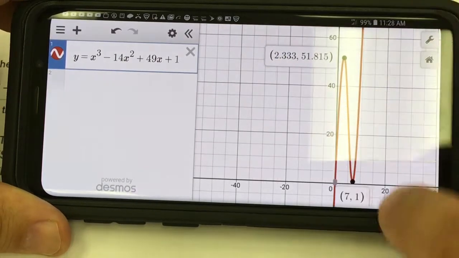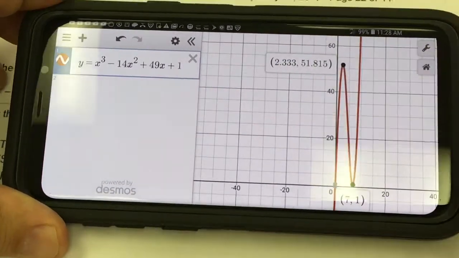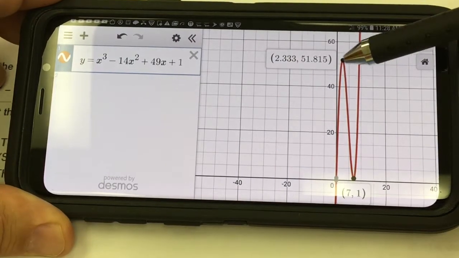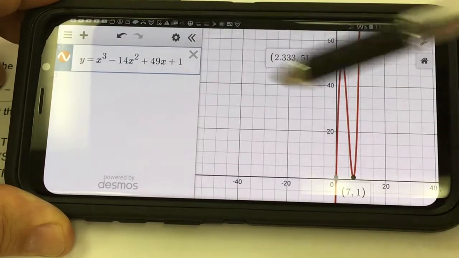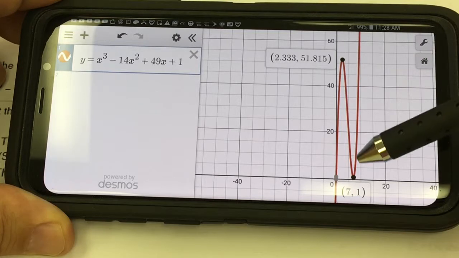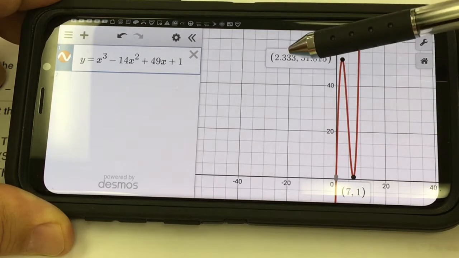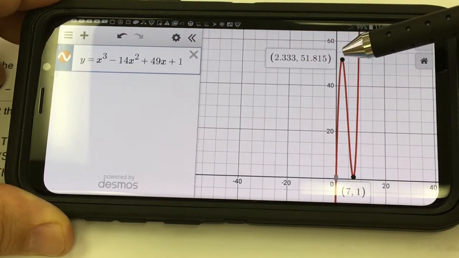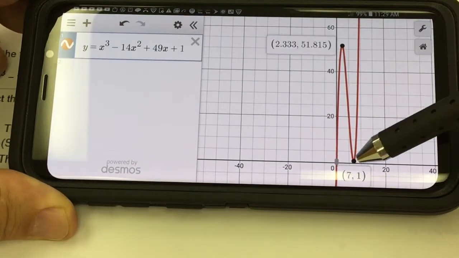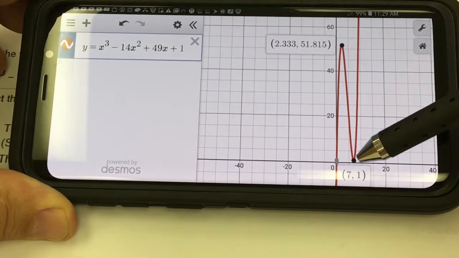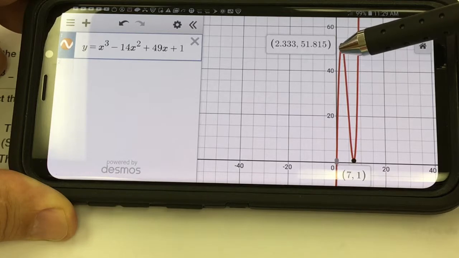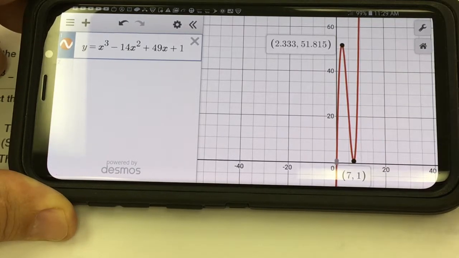Notice 2.33 is smaller than 7, so it comes first. Now, because 2.33 is smaller, that's going to generate my max on the curve of x cubed, because the general shape of x cubed starts down on the left and then does a little bump and another bump and then ends up on the right. So the smaller number is going to be related to the max, the higher number. The bigger number, 7, is going to be related to the min, the 1, the lower number. So it's going to be the small x value, the big y value, the big x value, the small y value.